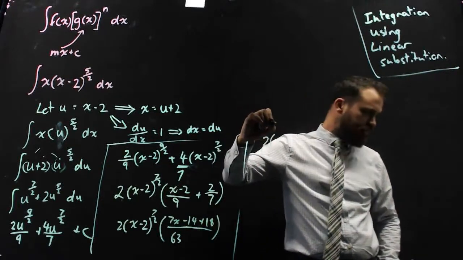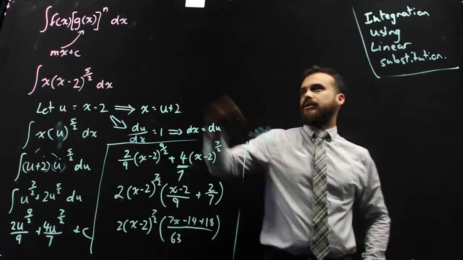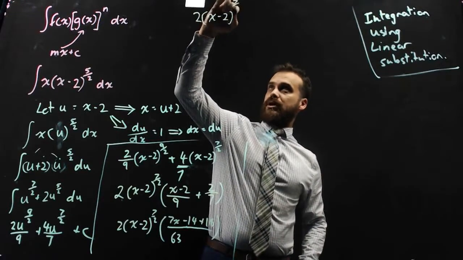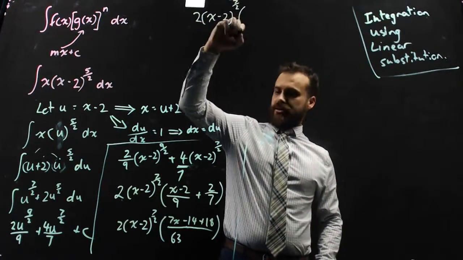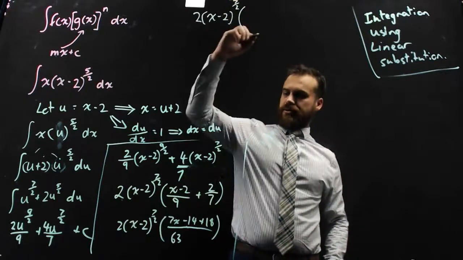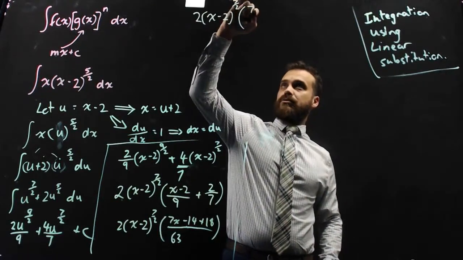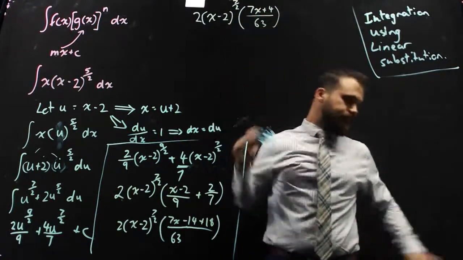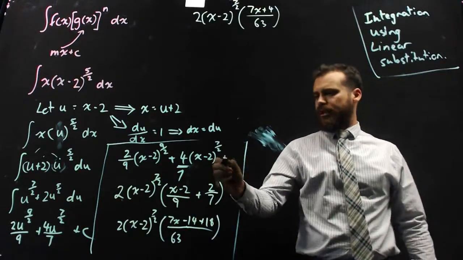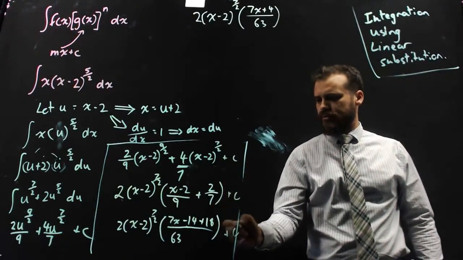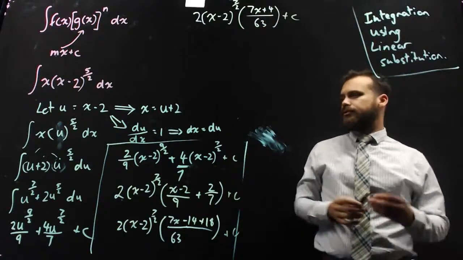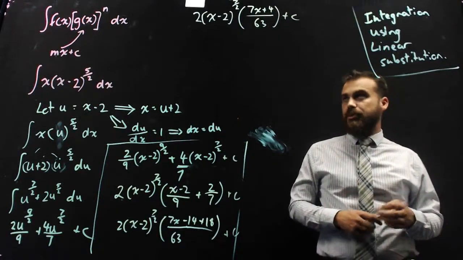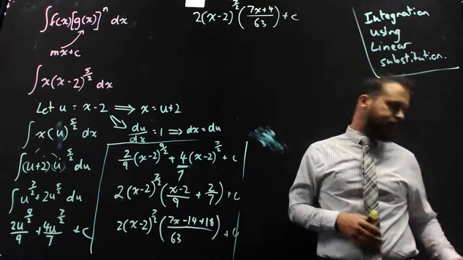So it's 2 times x minus 2 to the 7 on 2, times 7x plus 4, over 63. And don't forget your plus c on the end. Alright, so it's pretty straightforward, and then you've got a bunch of that factorising mess that you did in Maths B. Give it a crack.